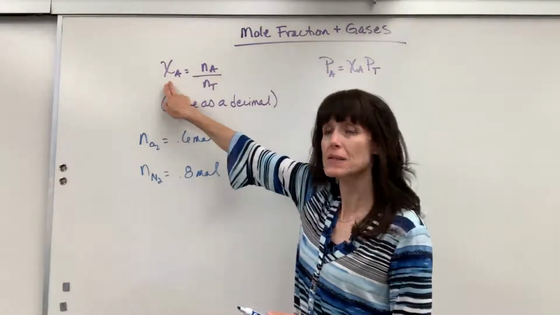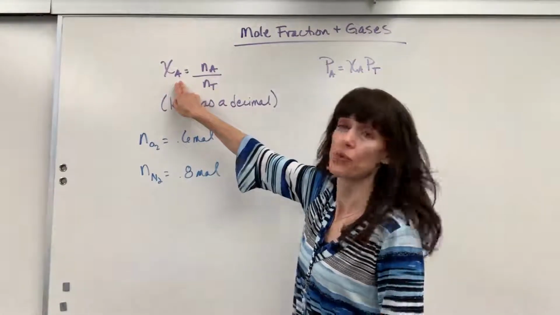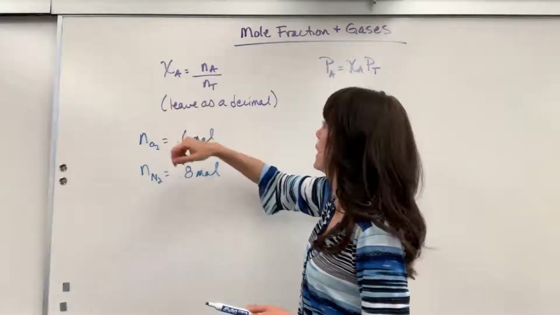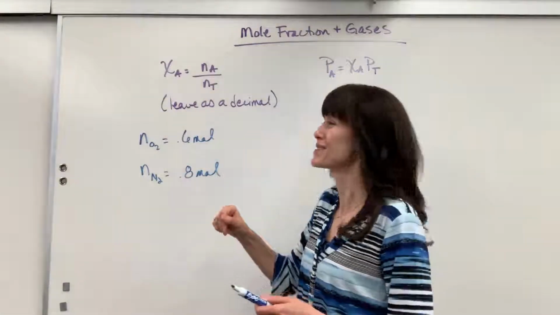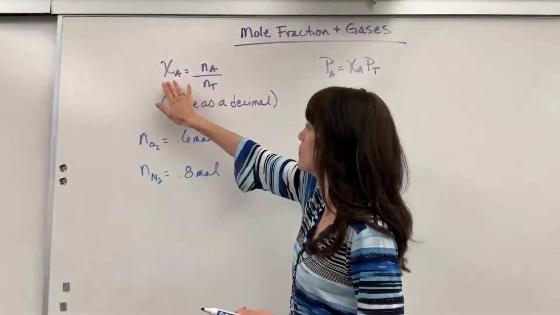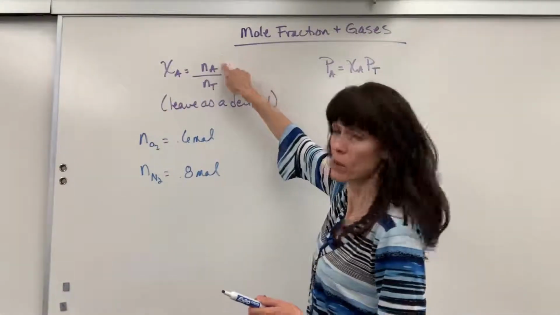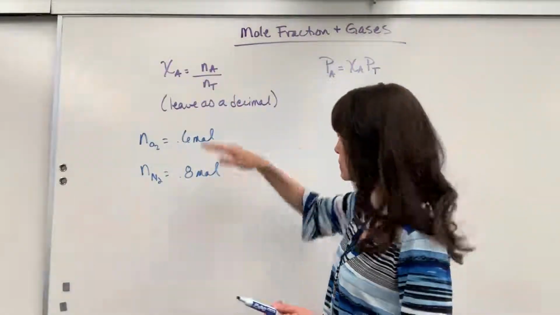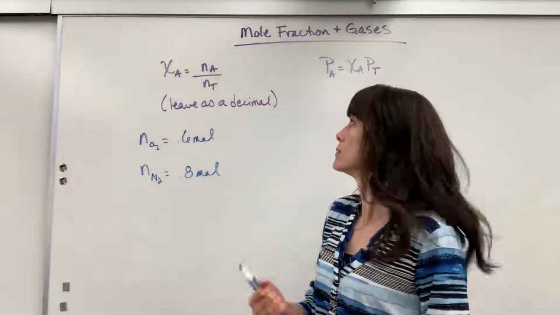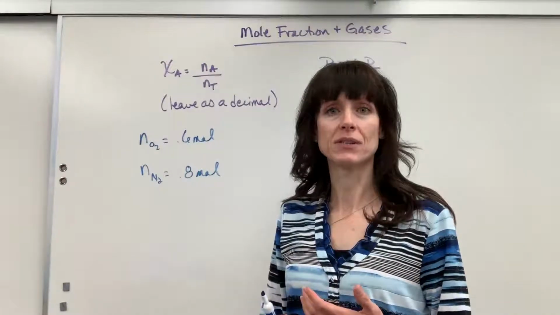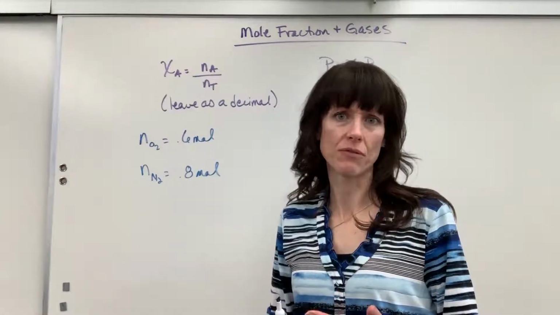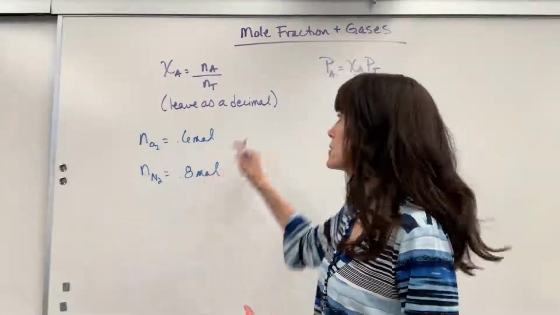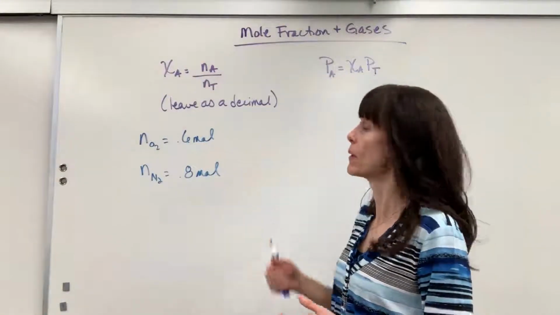We use X, and then the subscript is for your gas, your element, or it could be a compound as well. So mole fraction of a substance is going to be the moles of that substance divided by the total moles in that mixture. Now, really important, leave this as a decimal. It's going to be different from percent mass or percent volume where you multiply by 100. This one you leave as a decimal, don't multiply by 100.